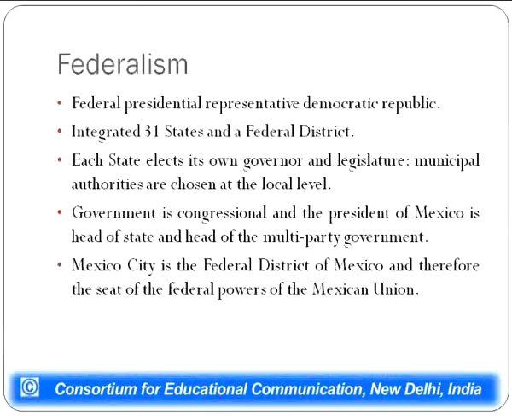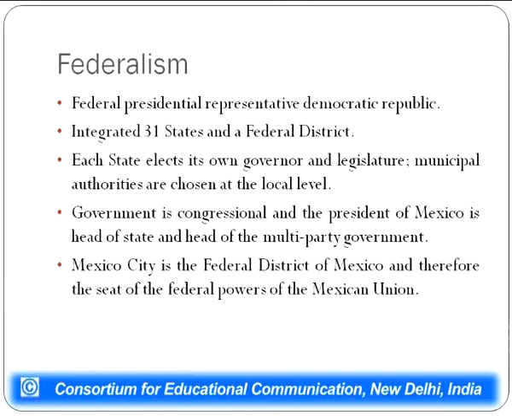And as I discussed, the US, Canada and Mexico, all of them have federal forms of government. What is the nature of the federal form of government in Mexico? It is a federal presidential representative democratic republic. All nomenclatures fit in here. It is basically a federal presidential system, so it should be running on the pattern of the United States. Now let us see what is the difference.